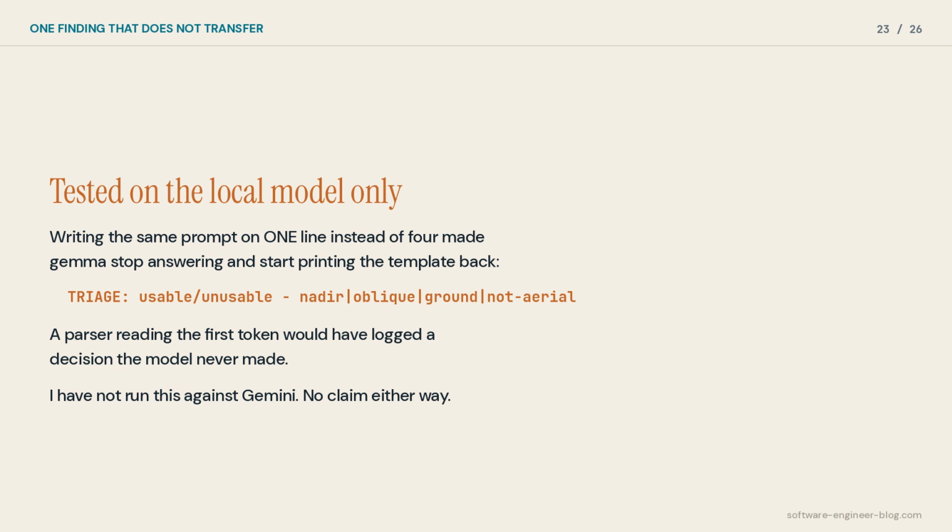One finding does not transfer, and I want to flag it rather than quietly drop it. On the small model, writing the same prompt on one line instead of four made it stop answering and start printing my template back at me, options and all. A parser reading the first token would have logged a decision the model never made. I have not run that same test against Gemini, so I am making no claim about it either way.